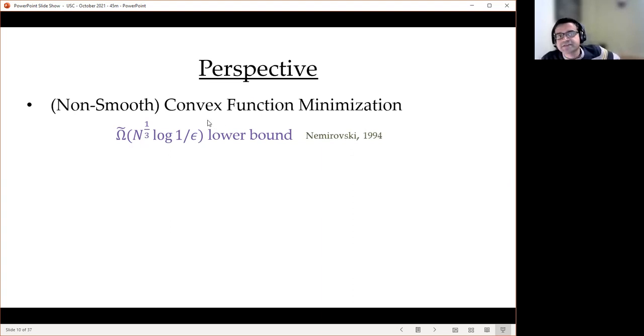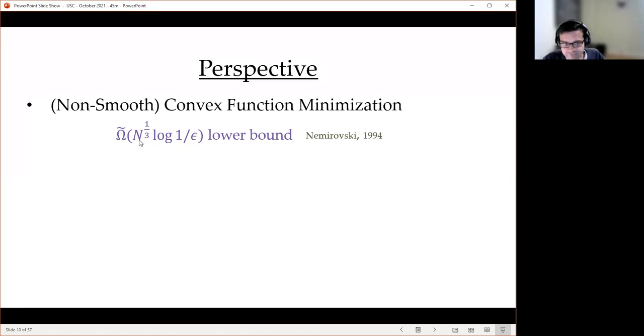Is there a depth versus query trade-off here? This question was already asked in the 90s by Nemirovsky, and his result roughly shows that if your algorithm is making polynomially many queries, where n is the dimension of the space in which I'm doing convex optimization, then convex optimization is not highly parallelizable. It will require again cube root n log 1 over epsilon rounds.